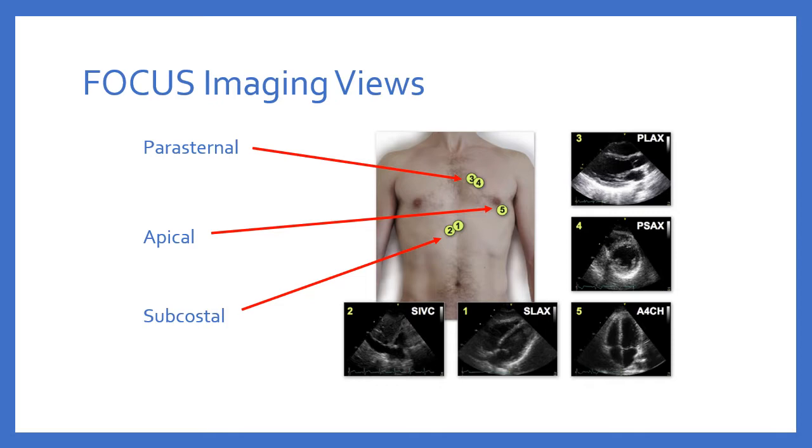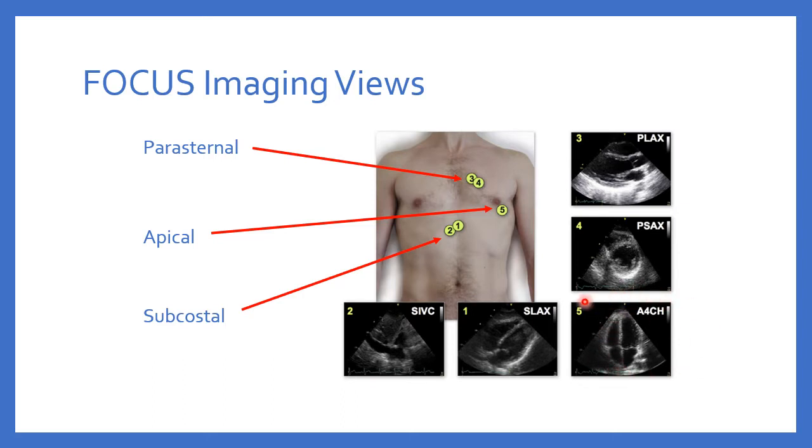And from here we can get both a long axis view of the heart that goes from the apex to the base, and we can also get a short axis view that cuts through the 2 ventricles. The apical window is the second location, and this window can be obtained right at the point of maximal impulse of the heart, so right at the apex of the heart. And from here, we point the probe up towards the heart so that we can get this apical 4-chamber view.